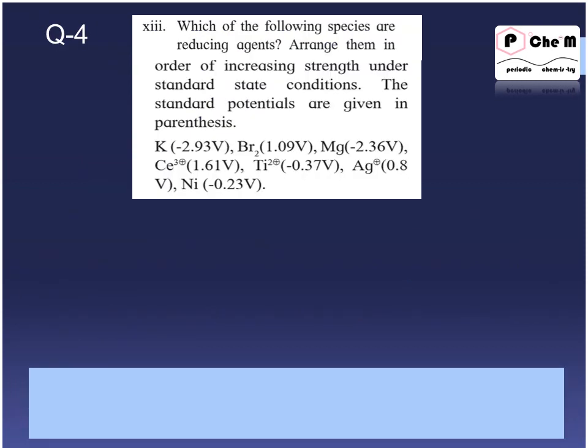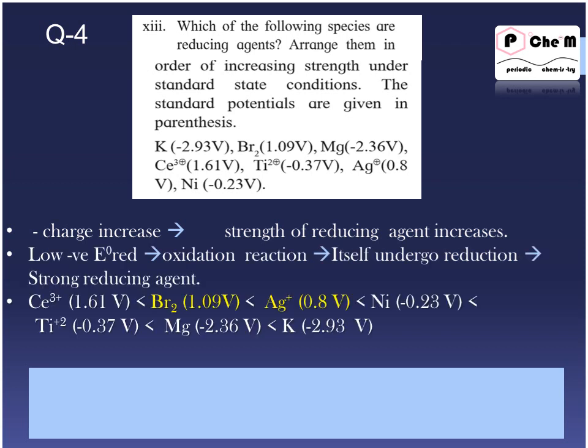Let's solve a similar example. Here we need to arrange the reducing agents in increasing strength. Here also various elements with their reduction potentials are given. The approach for this is: when negative charge increases, the strength of the reducing reagent increases. Also, when there is a lower reduction potential, it has a tendency to undergo an oxidation reaction, and the reagent which itself undergoes oxidation is a strong reducing agent.